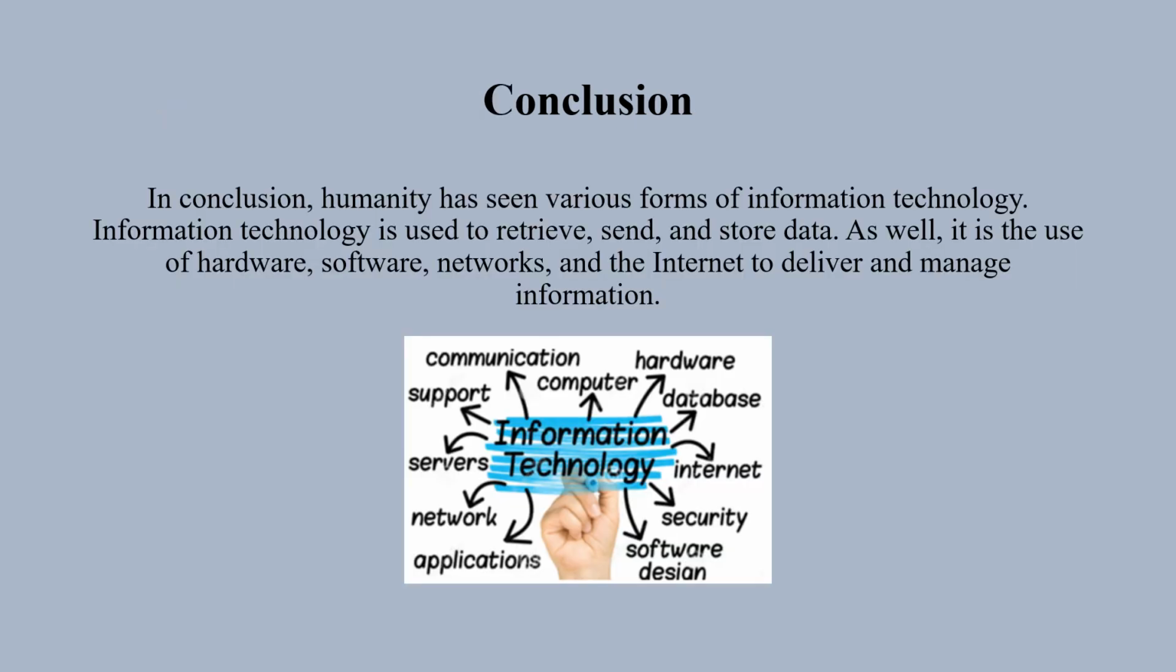Conclusion. In conclusion, humanity has seen various forms of information technology. Information technology is used to retrieve, send, and store data as well. It uses hardware, software, networks, and internet to deliver and manage the information.